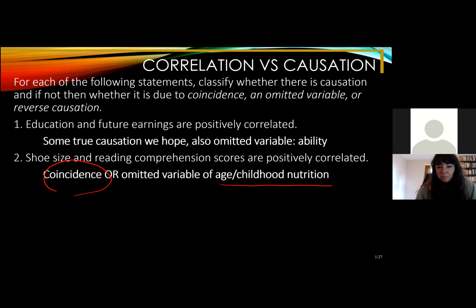omitted variable of like age. So a 5-year-old is not going to be able to read as well as a 12-year-old, and they're also going to have smaller feet. And then also, as we think about this in adults, a lot of times, if you are severely malnourished as a child, you can end up smaller, and you are also going to have some impacts on your reading comprehension probably. So when you first think about it, maybe you thought just pure coincidence, or maybe you were thinking about these age and nutrition effects.